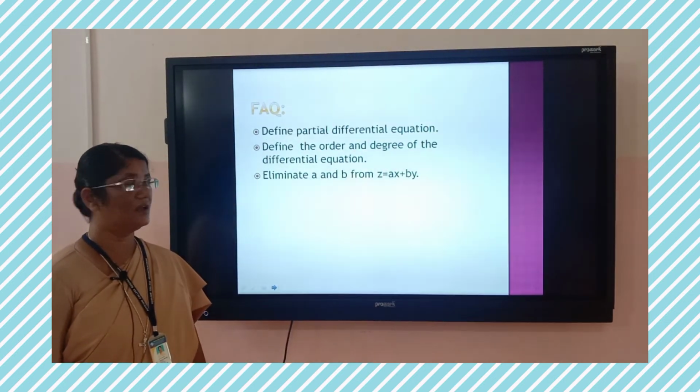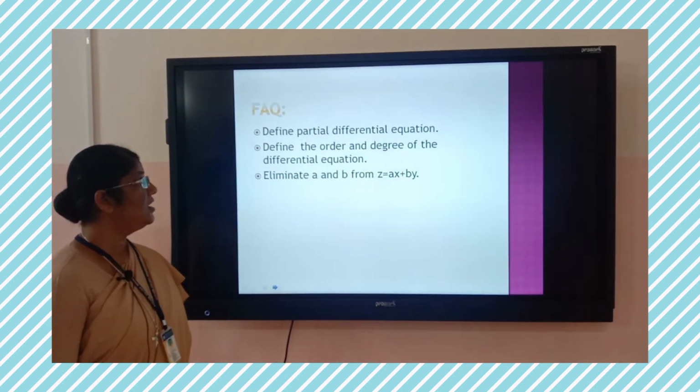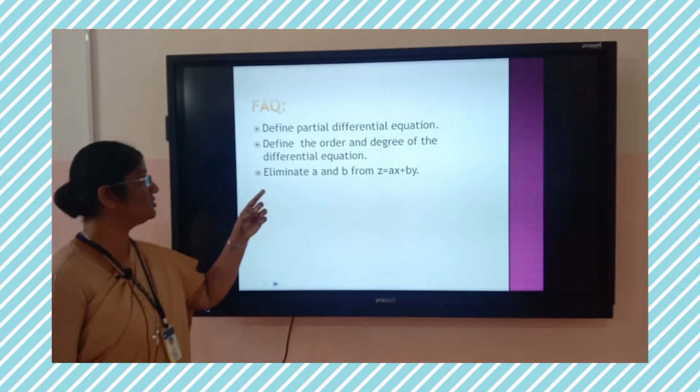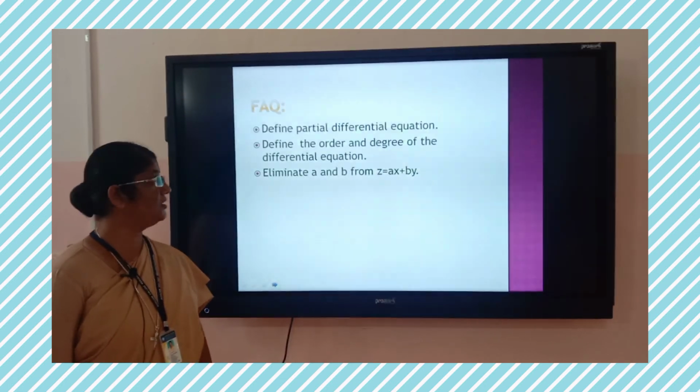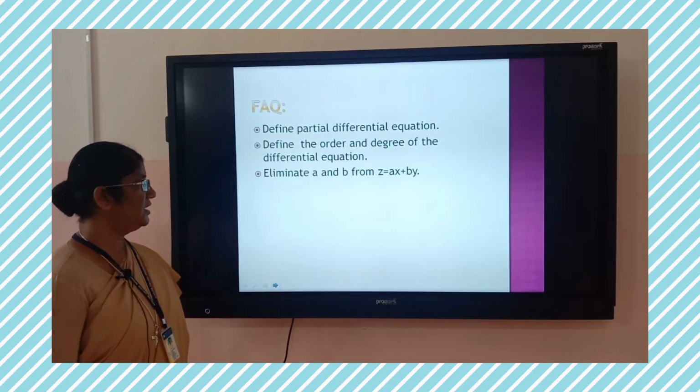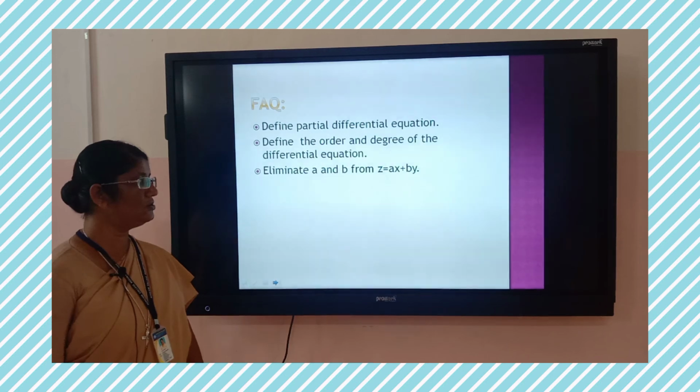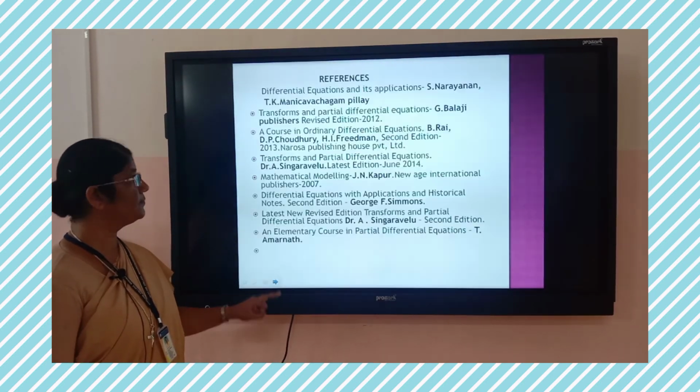FAQ, that is, frequently asked questions, are: define partial differential equation, define the order and degree of the differential equation, and eliminate a and b from z = ax + by.